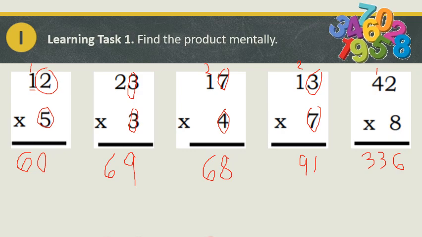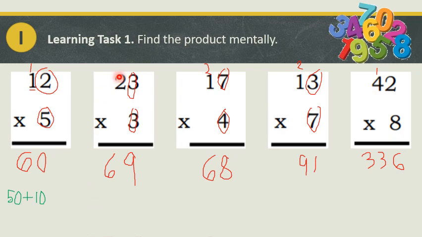Or pwede nga ang gawin nyo is, ang 12, halimbawa dito, ang 12 ay pwede nyo hatiin sa 10 at 2. Kasi yung 10 plus 2 is 12. Yung 10 muna i-multiply nyo dito kasi in tens siya, mas madali nating i-solve. So, yung 10 times 5 is 50. Tapos, yung natitirang 2, yung 2 times 5 is 10. Then, ipag-a-add na lang natin siya. Yung 50 plus 10 is 60.